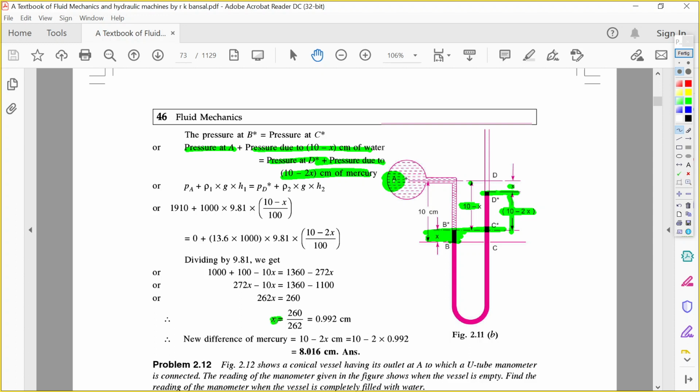But we need to find the difference of the mercury. Difference of the mercury means that here is also mercury. Look at this difference of the mercury. How can you calculate the difference? Here is one level of mercury, and here is the other level of mercury. The distance between these two lines is 10 minus 2x, the difference of the new mercury level. So we can calculate these types of problems by equating the pressure on the two sides.